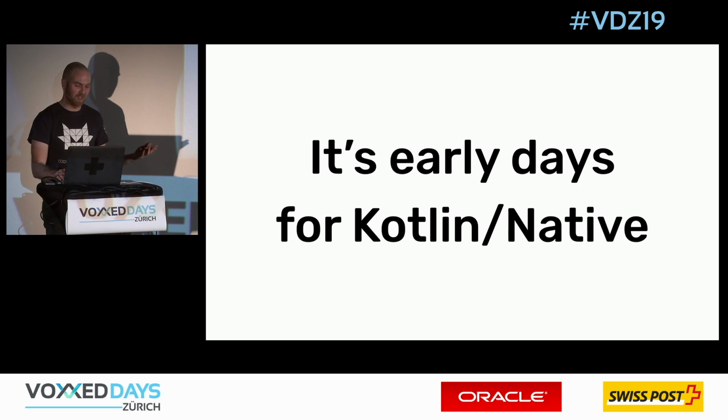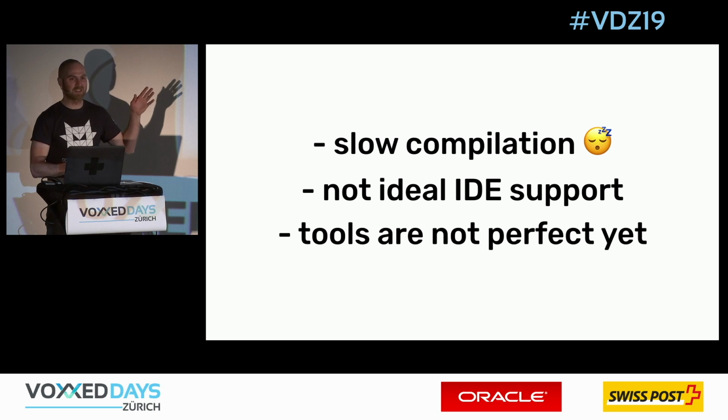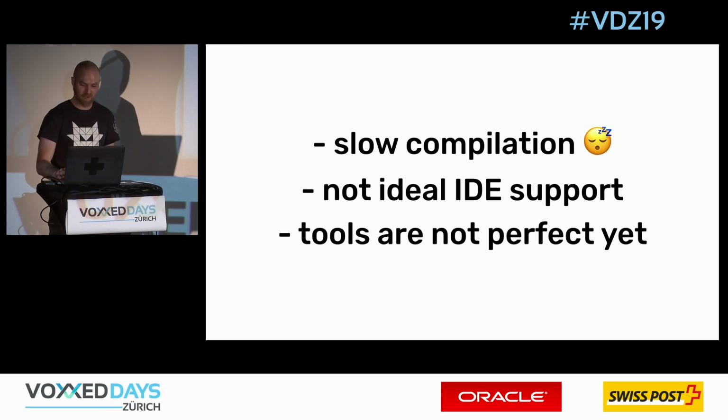Also, I have to mention, this is early days for Kotlin Native, so it's not released, and you shouldn't expect everything to be perfect. A few things, for example, slow compilation, and as far as I understand, it's not some single bottleneck, it's basically the whole infrastructure, including LLVM. The Kotlin Native team is aware of it and will work on it, but maybe not right now. Also, IDE support is not ideal. I used quite an old version of CLion because I got everything working over there. And other tools are also not perfect.